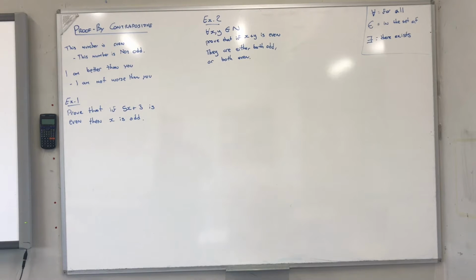Okay, so what can be confusing is necessarily what the contrapositive statement is. So we're going to find the contrapositive statement and then prove that. It can be useful to do this because sometimes it is easier to prove the contrapositive rather than the direct statement. Okay? So example 1, prove that if 5x plus 3 is even, then x is odd.